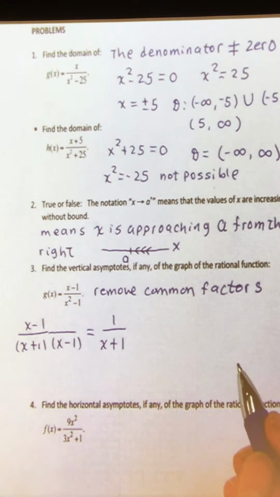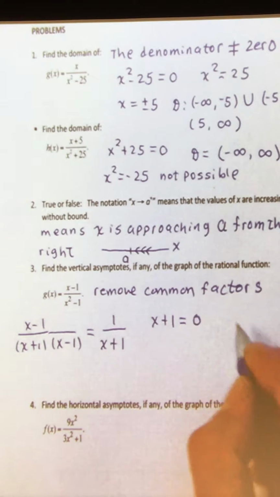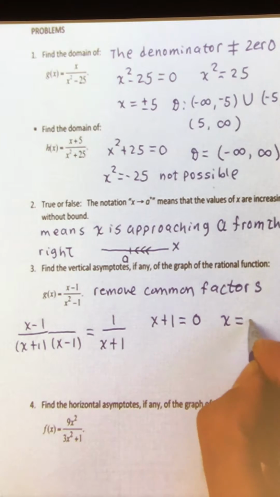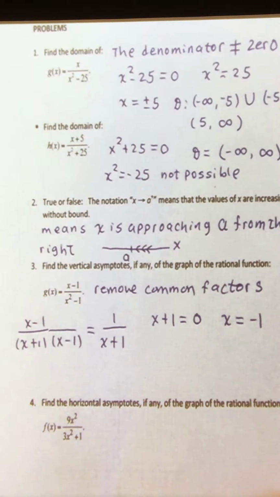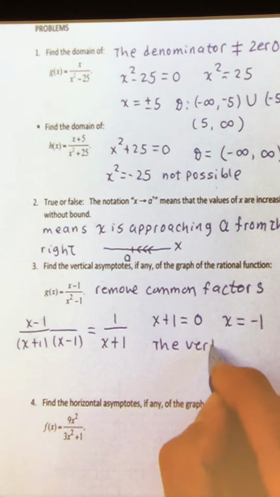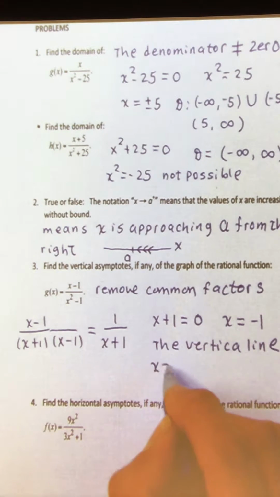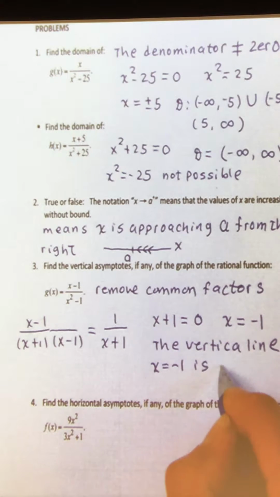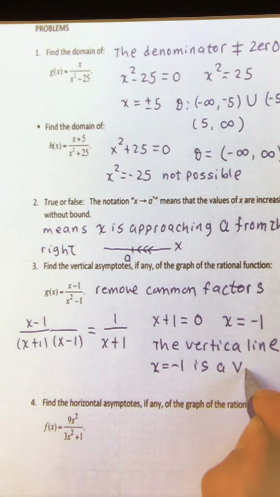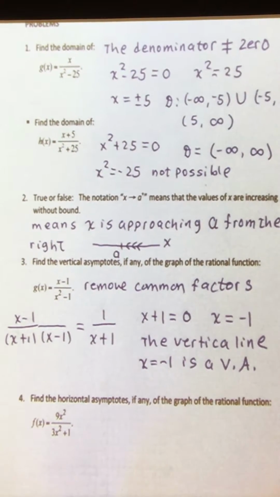Then to find the vertical asymptotes, we find where the denominator is equal to 0, and that'll be for the value x equals negative 1. So that means the vertical line x equals negative 1 is a vertical asymptote, and we will abbreviate that by VA. This is a vertical asymptote of the graph of g of x.